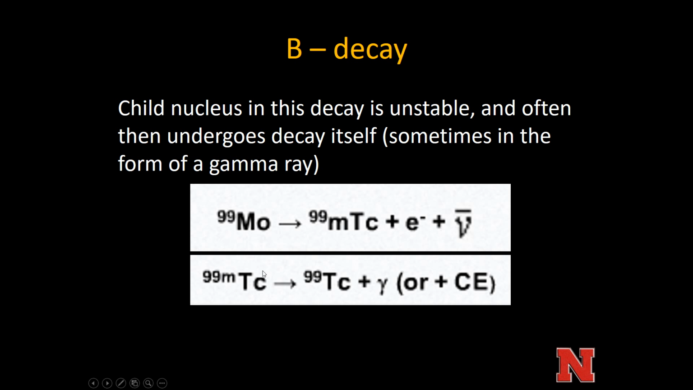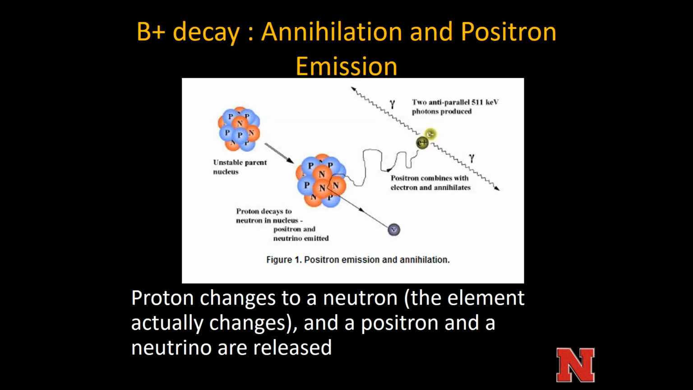So it takes a couple steps from what the nuclear pharmacy uses, which is a molybdenum generator, to get all the way down to the gamma ray that we use. It undergoes beta decay and also gamma decay of the daughter product.